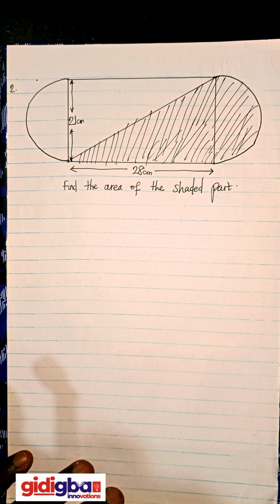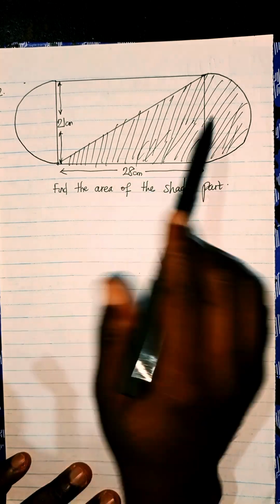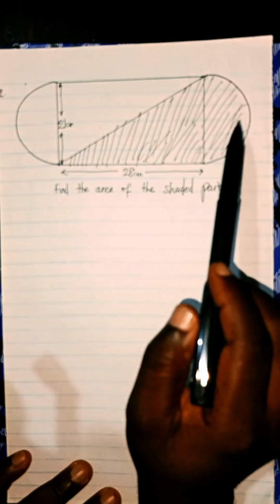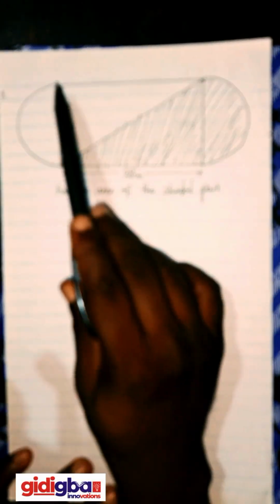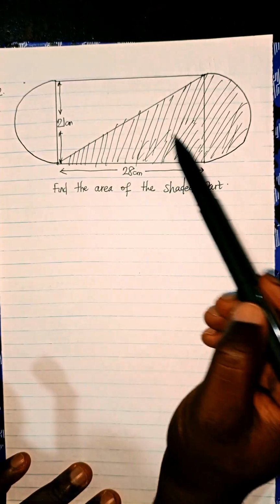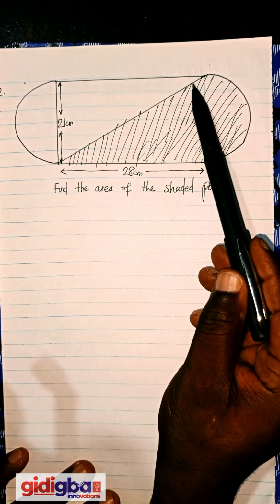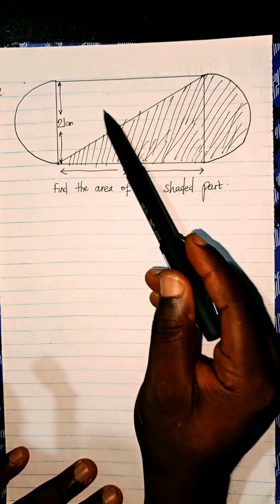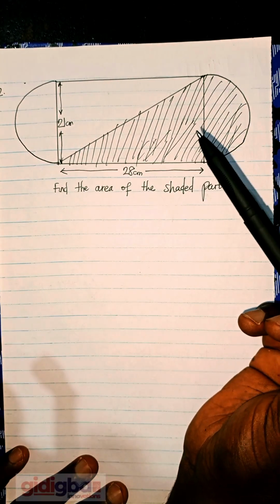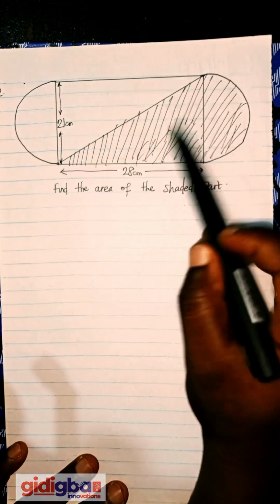Okay, looking at the shape very well, you will notice that you have a semicircle here and a semicircle here, and right here you have a rectangle whose diagonal has divided it into two triangles. You see that? But we are only concerned with the shaded part. So let's look at the shaded part.